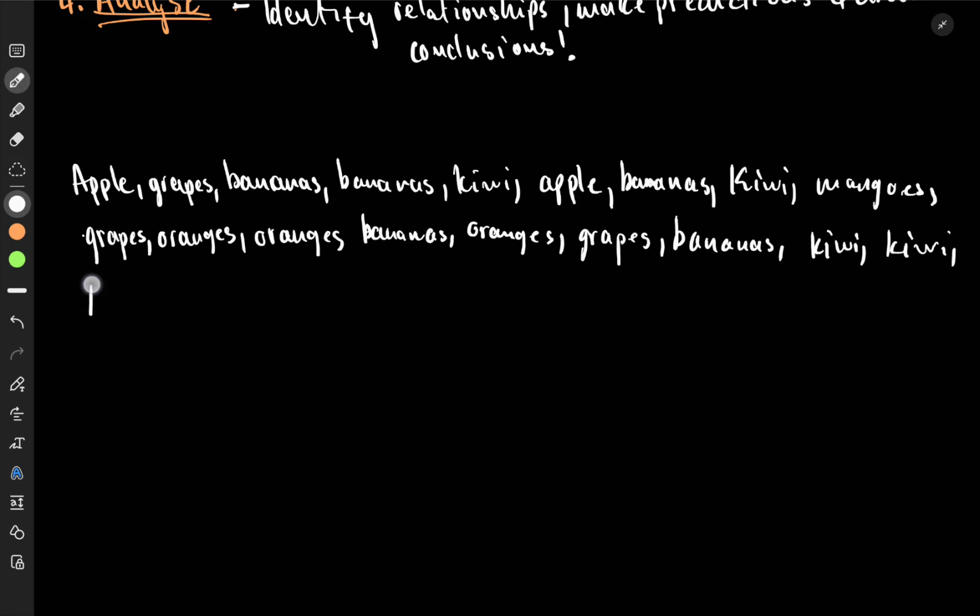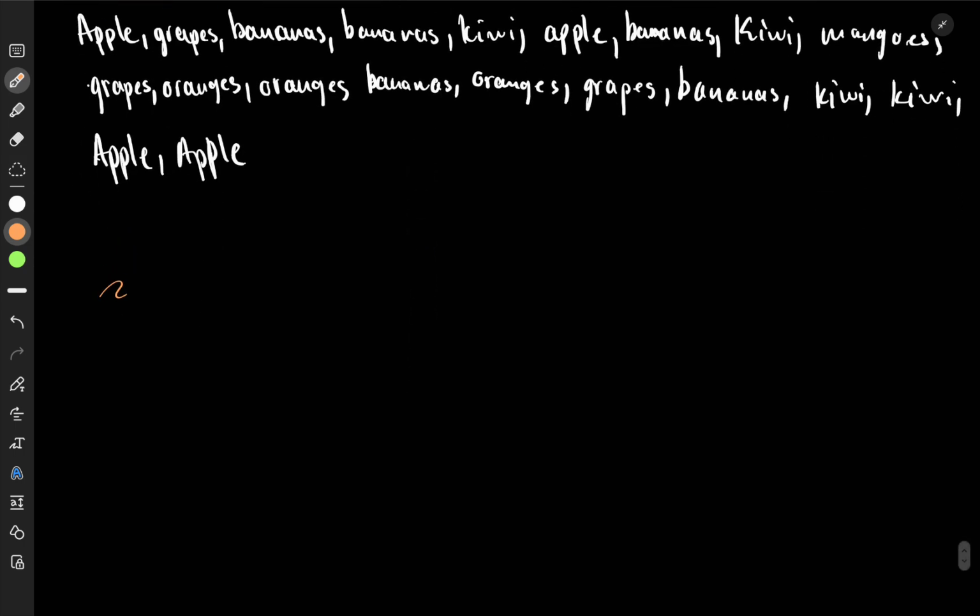But anyway, let's just say then you get apple, apple. So now these are the responses. This data doesn't make much sense to us. But when we bring the concept from data representation, the first thing I'm going to do is make a table to organize the data, right?